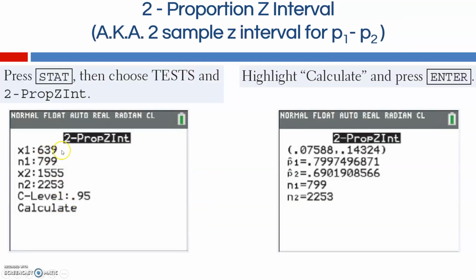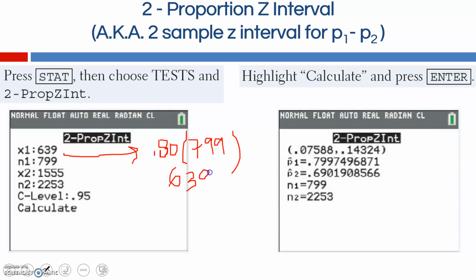So notice here, again, STAT TESTS, 2-PropZInt. Notice here, how do you get 639? That is a result of taking 0.80 multiplied by the sample size of 799. Do not type in 0.80 for your x sub 1, or you are going to get an error. I actually had that happen to a lot of students on last year's AP exam. This gives you 639.2.